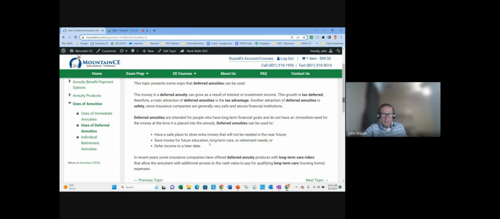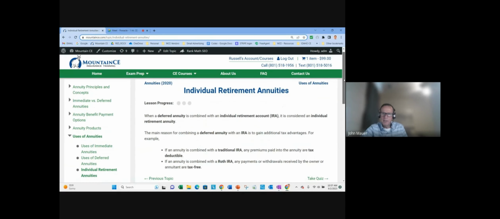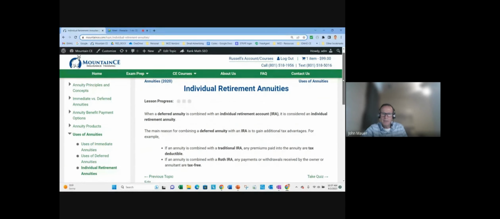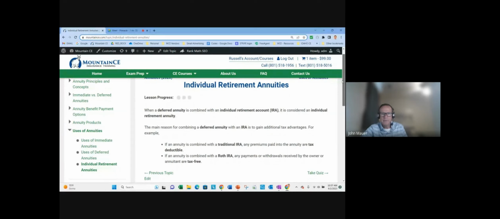It can be used to save money for future education needs for the children, long-term care, nursing home, or retirement needs. It can be used to defer income until later. And as mentioned, an annuity can be combined with an IRA, individual retirement account. So why would I do that? If I want to put money into an annuity, what is the advantage of combining it with the IRA as well?